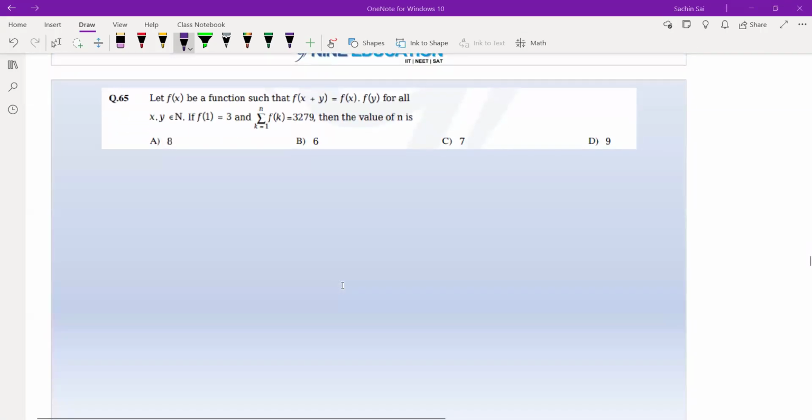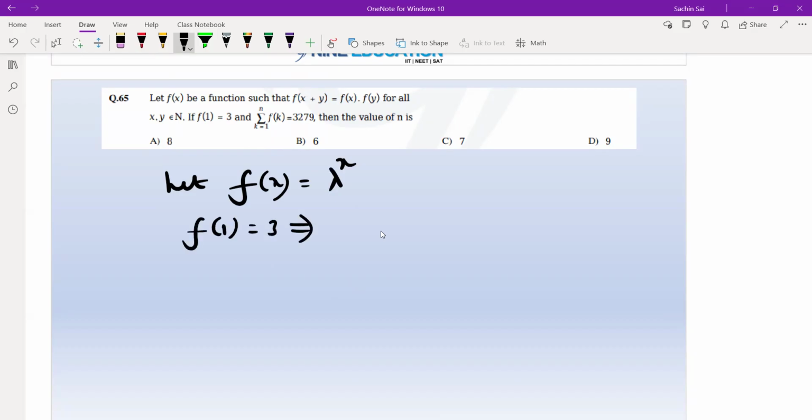All right, so let's move to question number 65. Let f of x be a function such that f of x plus y equals f of x into f of y. So here we are dealing with an exponential function because only exponential functions have this characteristic, right? So let f of x be an exponential function of the form lambda power x. And we also have information about f of 1, right? F of 1 equals 3, which means lambda is 3, right? Now you want sigma f of k, where f of x is lambda power x, which means f of k is 3 power k.